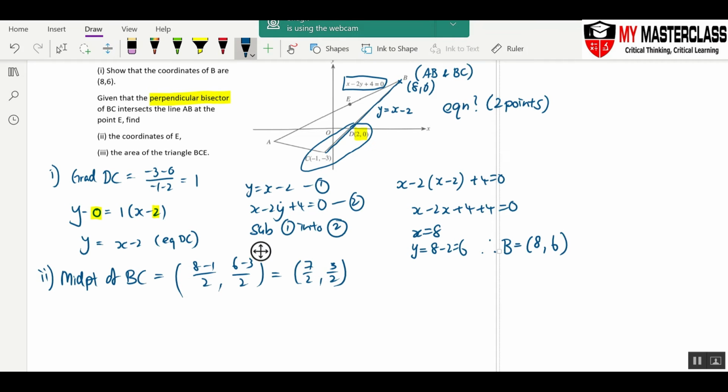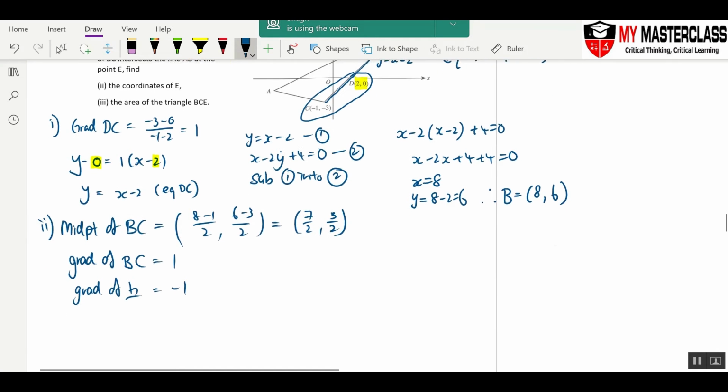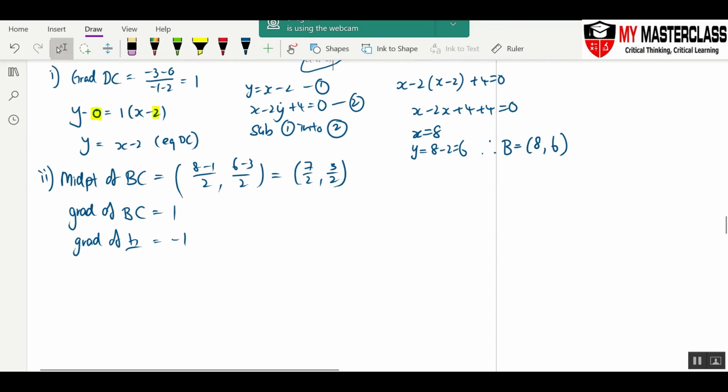Then, let's find the gradient of BC. We already have the gradient of BC and the gradient of DC, they are the same because they are on the same line, equal to 1, which means the gradient of the perpendicular bisector is equal to the negative of the reciprocal, which is negative 1.